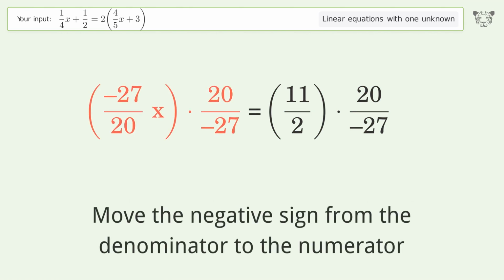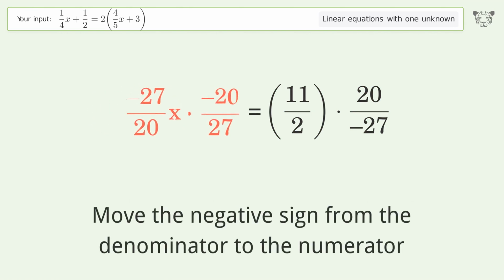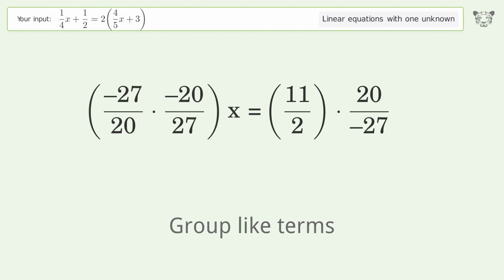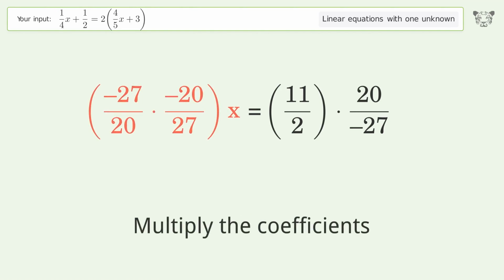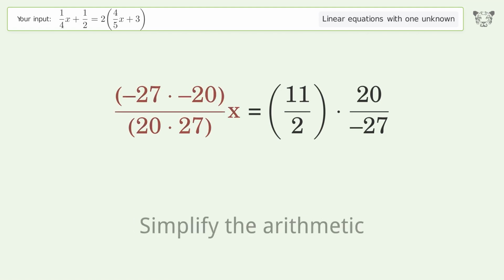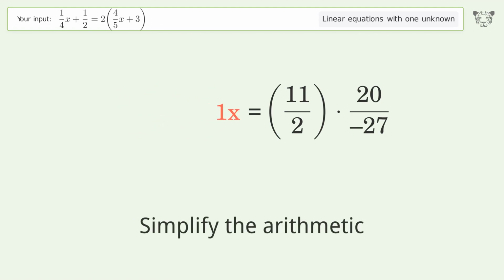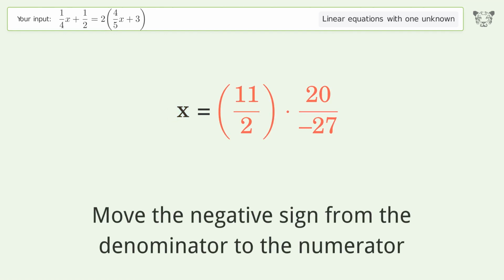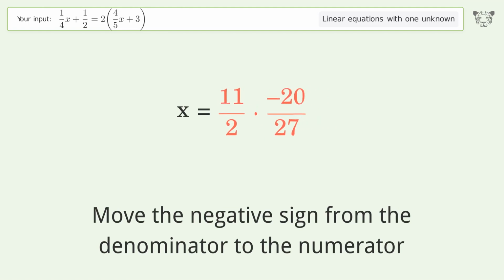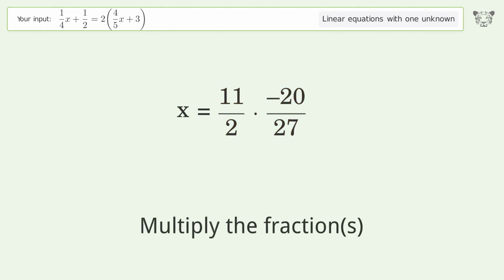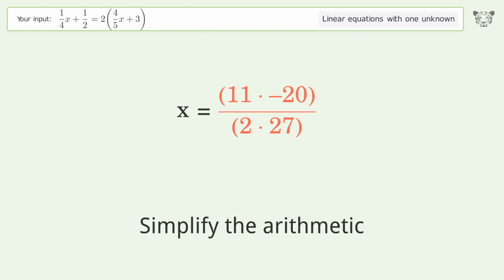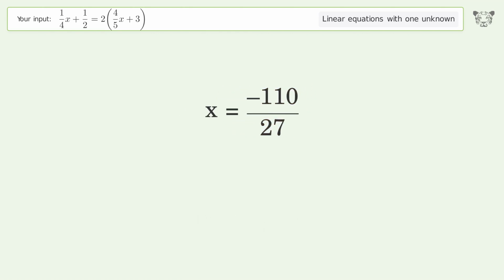Move the negative sign from the denominator to the numerator. Group like terms. Multiply the coefficients. Simplify the arithmetic. Move the negative sign from the denominator to the numerator. Multiply the fractions. Simplify the arithmetic. And so the final result is x equals negative 110 over 27.